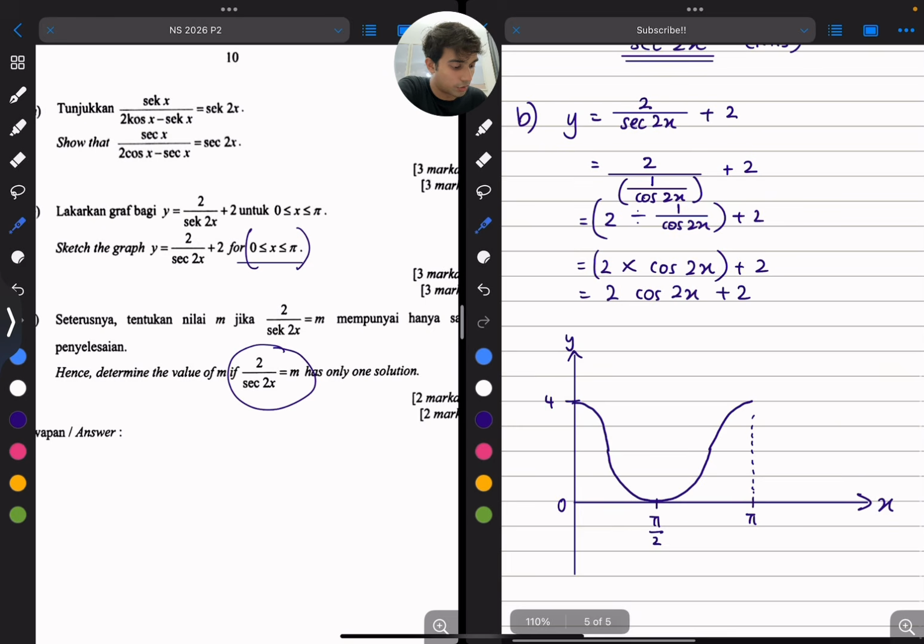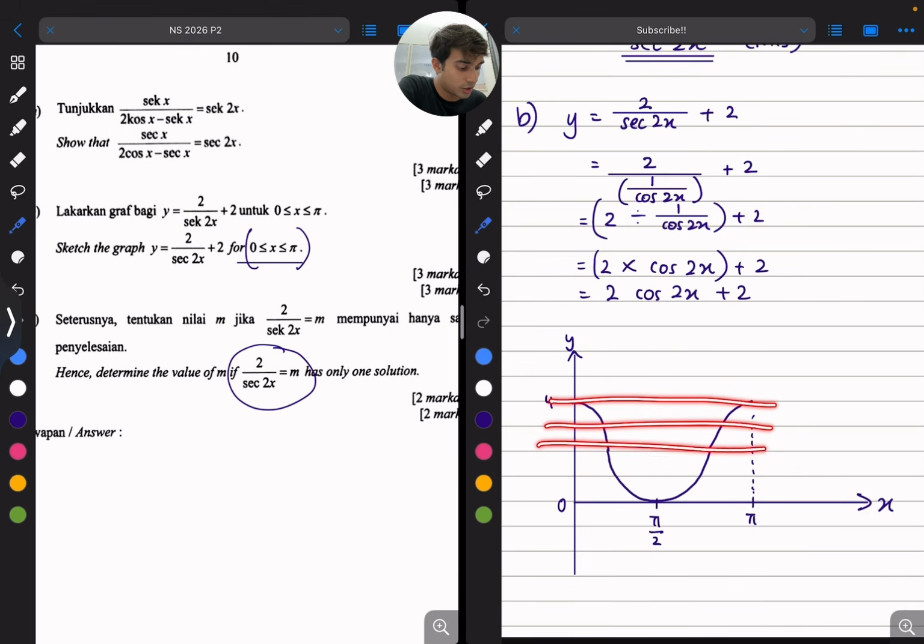Okay, Y equals to 4 means your line will be like this. Y equals to 2 means your line will be like this. Y equals to 0 means your line will be like this. Okay, if Y is mx plus c, then only you'll have a slanted line. But since M plus 2 is a constant, it's a number, it's going to be a horizontal line. So you must find which horizontal line has only one solution.